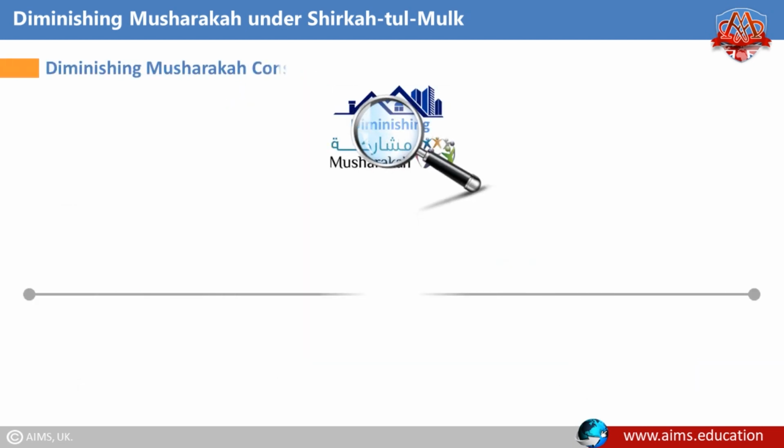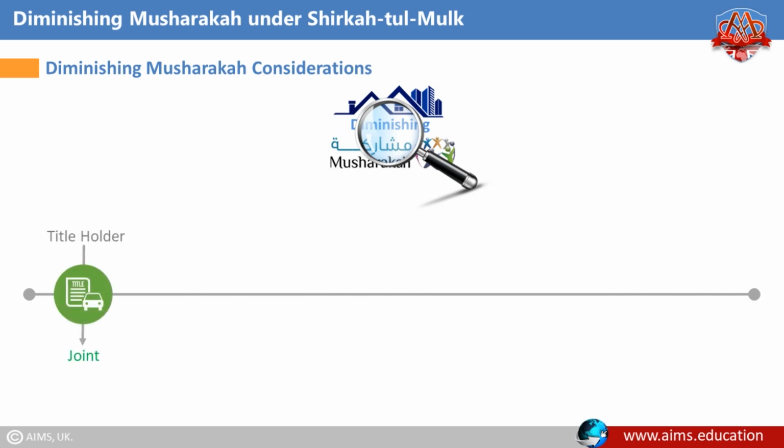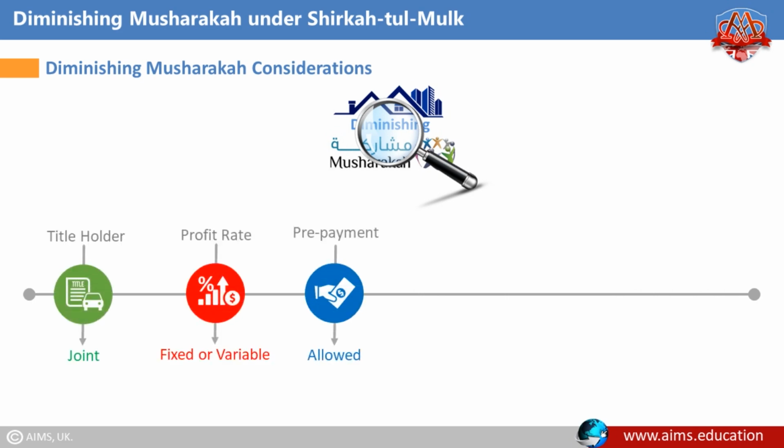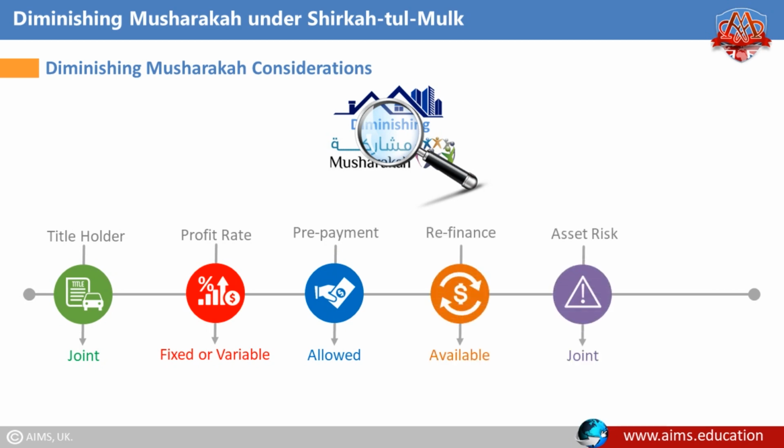Diminishing musharakah considerations. The title holder will be joint, the profit rate will be fixed or variable, prepayment is allowed, refinance is available, asset risk will be joint, and late payments will be controllable.